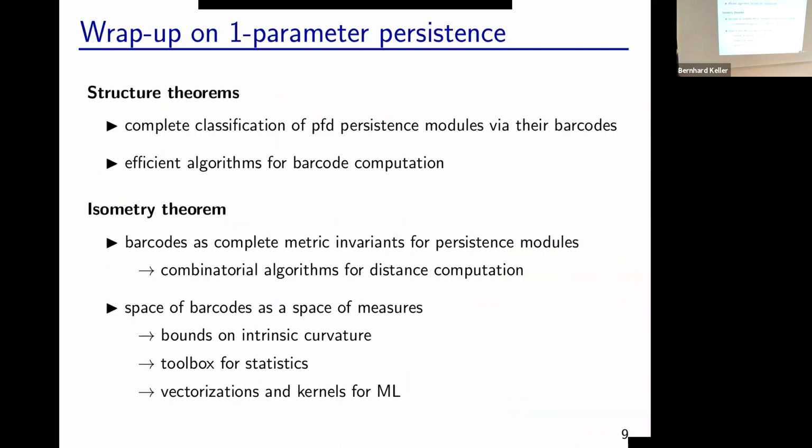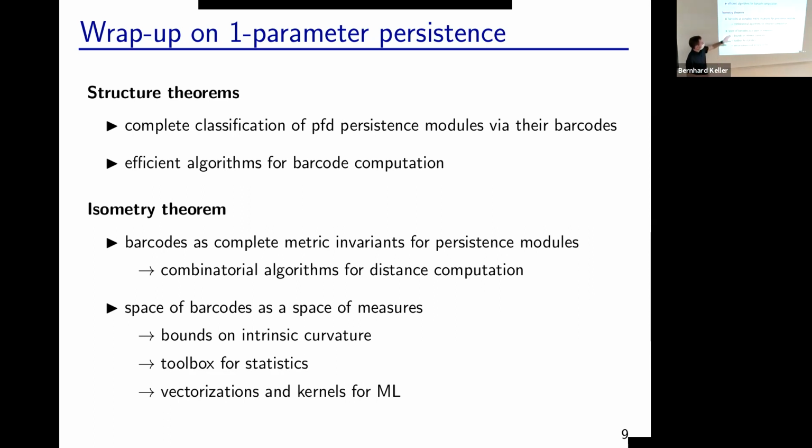So to wrap up, in one parameter, we have all that we could wish for. First of all, we have structural theorems that give us a complete classification of the persistence modules via their barcodes. We have efficient algorithms. I didn't talk about this, but we have algorithms to compute these barcodes. And we have the isometry theorem that I just talked about, that tells us that the barcodes are complete, not only algebraic invariants, but also metric invariants for the category of persistence modules. And this gives us a combinatorial algorithm for distance computation.